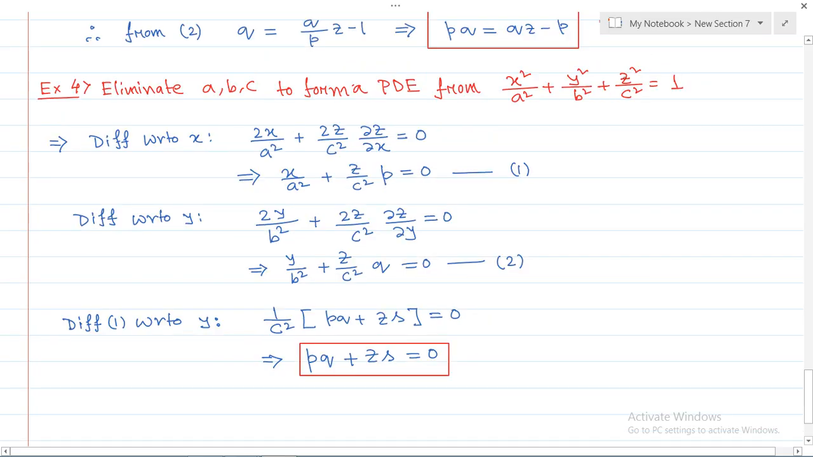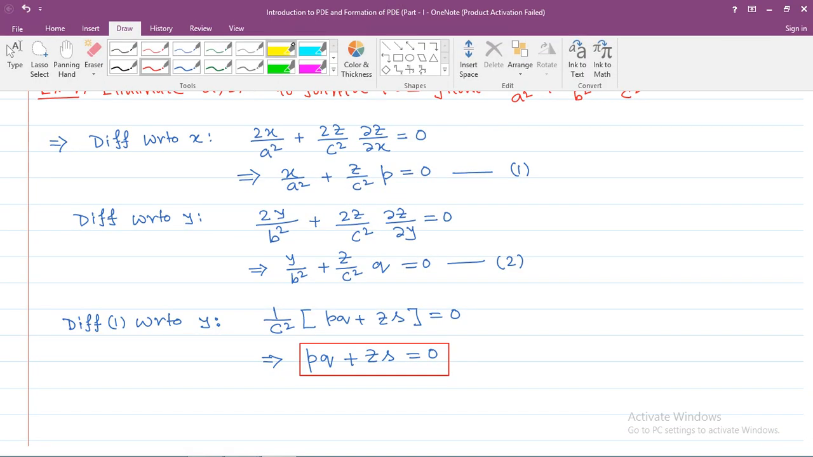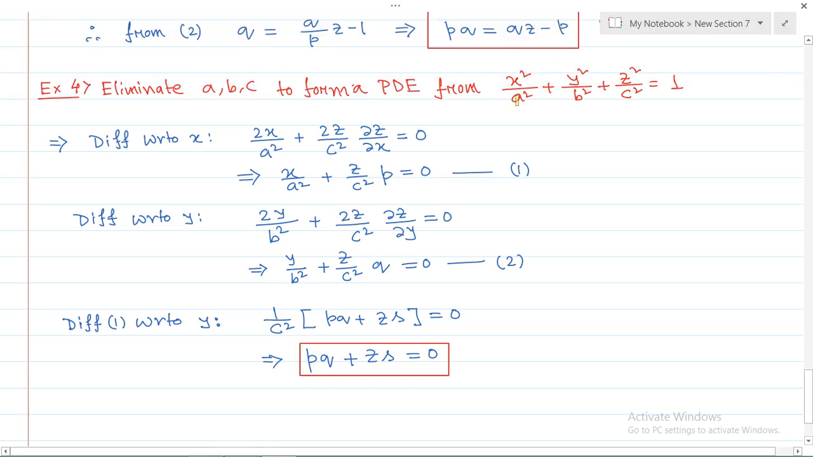Now let us come to the fourth problem, that is eliminate a, b and c to form a PDE from this expression: x square by a square plus y square by b square plus z square by c square equals to 1.